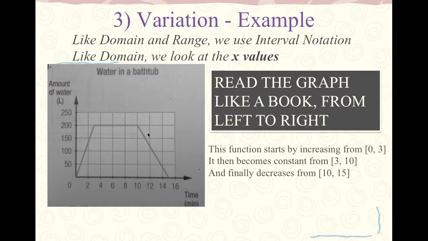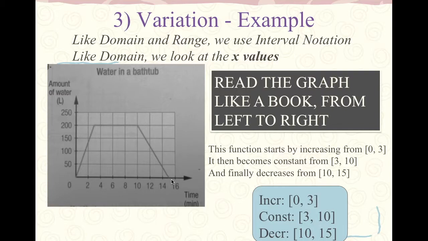So this function starts, it increases from 0 to 3. Again, x values, not from 0 to 200, 0 to 3. Then it becomes constant here from 3 to 10, looking at your x values, and then it decreases from 10 to 15. So if we were to write this all fancy, it's increasing, closed brackets 0 to 3. It's constant from 3 to 10, and it's decreasing from 10 to 15.